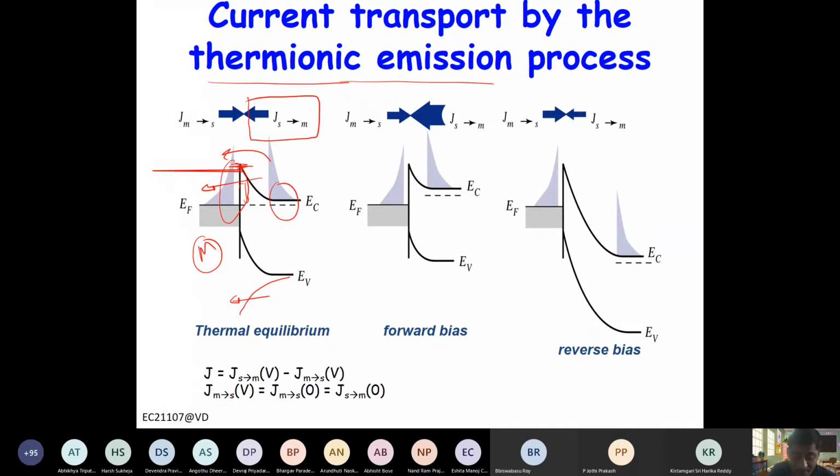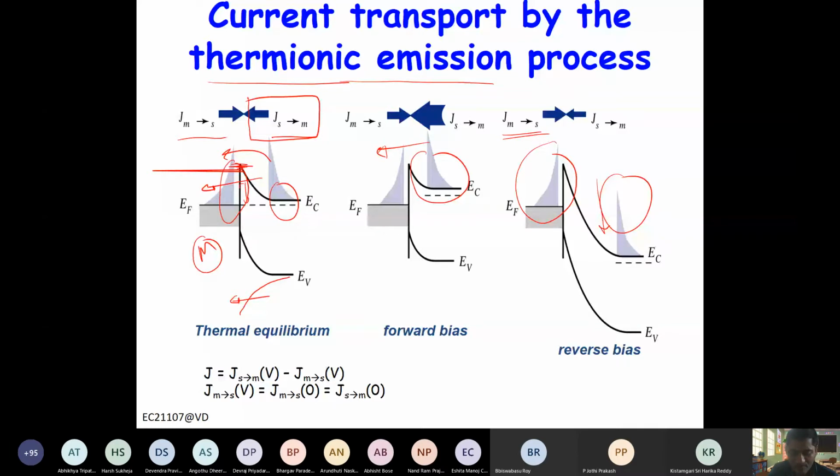Then at zero bias, of course, there will be zero current. So both components will be equal, from semiconductor to metal and from metal to semiconductor. When you apply the bias, the barrier on the semiconductor side changes. If it is forward bias, then of course there will be more carrier flow from semiconductor to metal. When you reverse bias it, this will go down and become almost zero. So in reverse bias, you will only have current due to carriers flowing from metal to semiconductor.